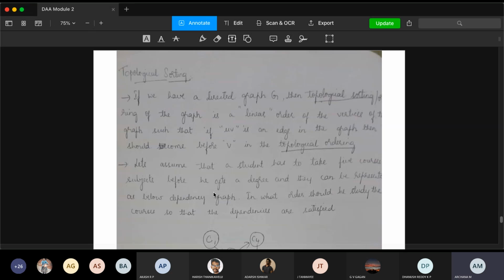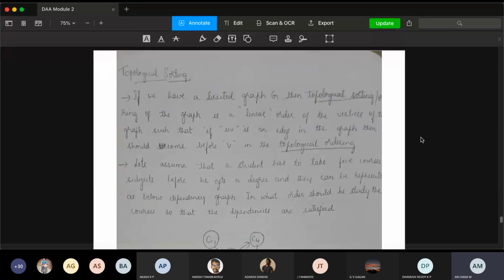If we have a directed graph G, then topological sorting or ordering of a graph is a linear order of the vertices of the graph such that, if UV is an edge in the graph, then U should come before V in the topological ordering. Whatever I told you, there will be an edge from U to V.